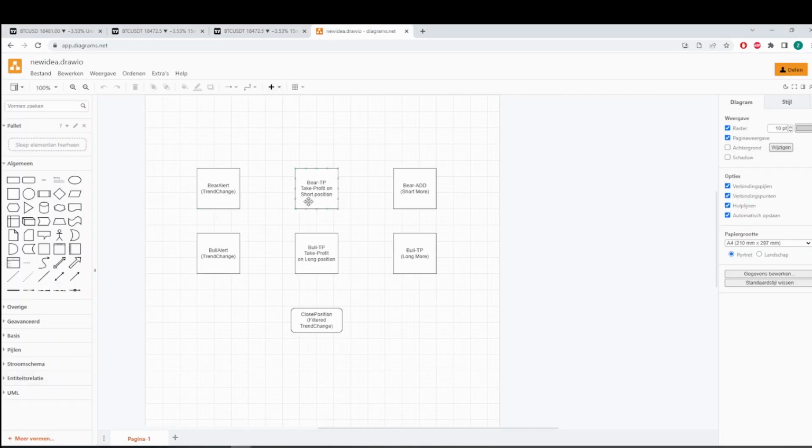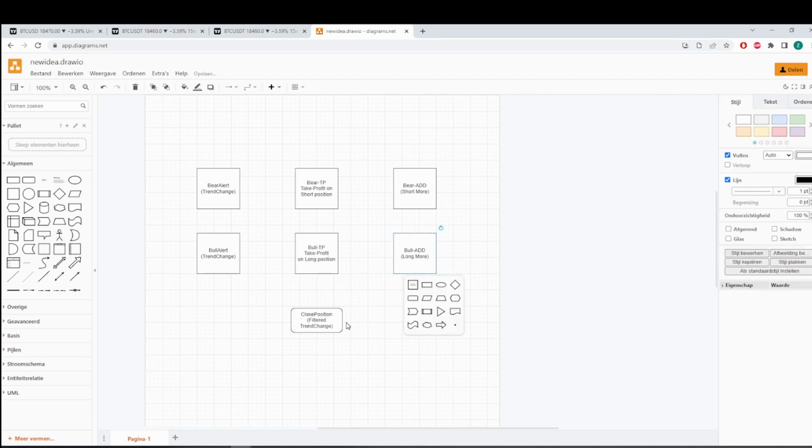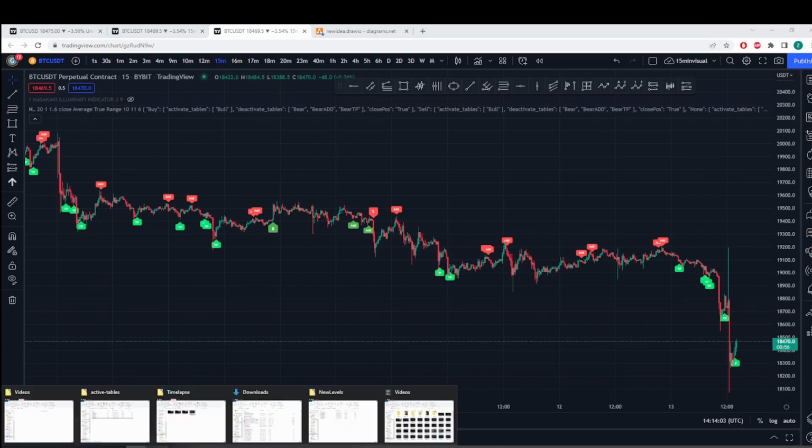You have a bear alert, you have a bear take profit and a bear add. You have a bull alert, a bull take profit, and a bull add. So this should be add. Small mistake here, so a bull add. And of course, we have a close position. Every time we go from bearish to bullish, we close anything that's bearish, and vice versa. So we have a close position function as well. That will be what we will see in these time-lapse videos.